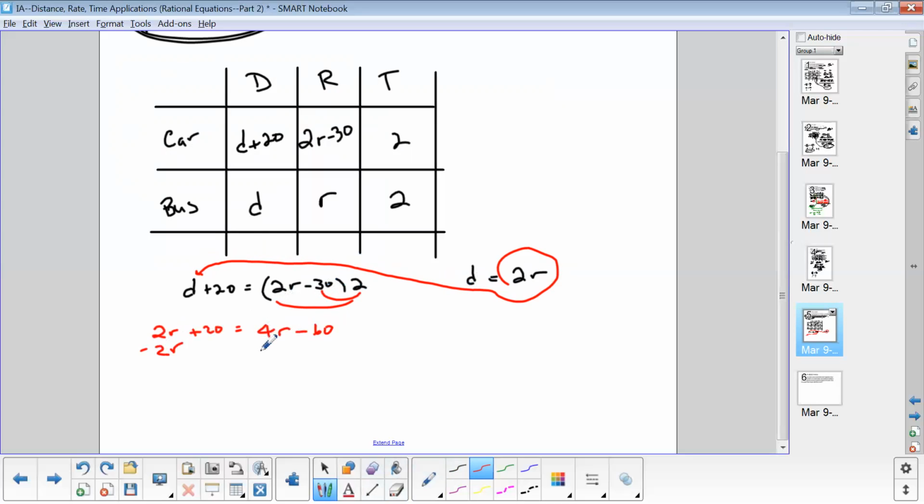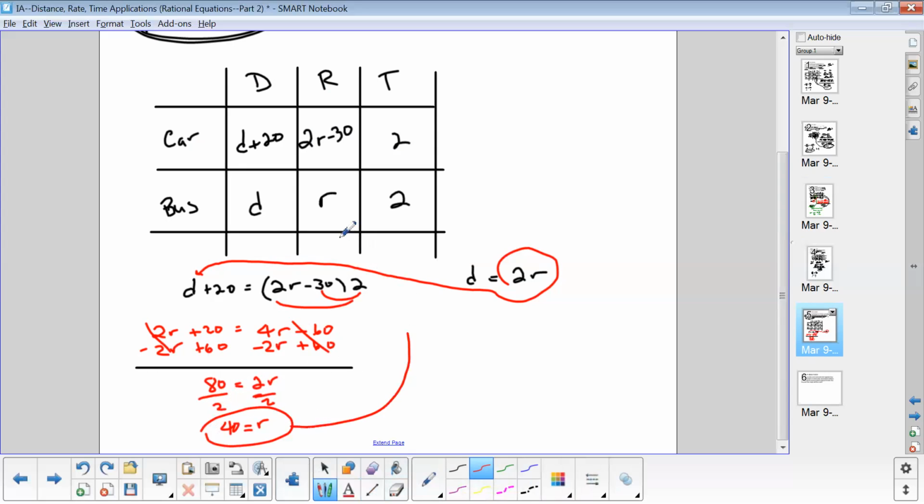So I'm going to subtract 2R and add 60. That goes to 0, that goes to 0. I get 80 equals 2R. So this is 40. So what does that mean? Well, that means 40 is the speed of the bus. So the bus distance equals 40 times 2. So the bus distance is 80.